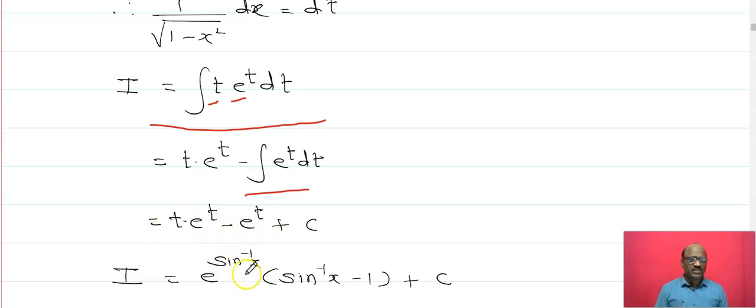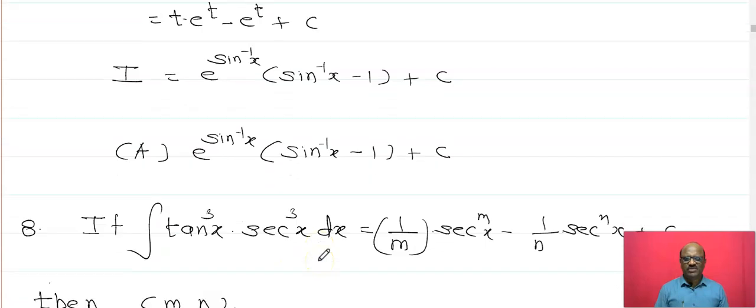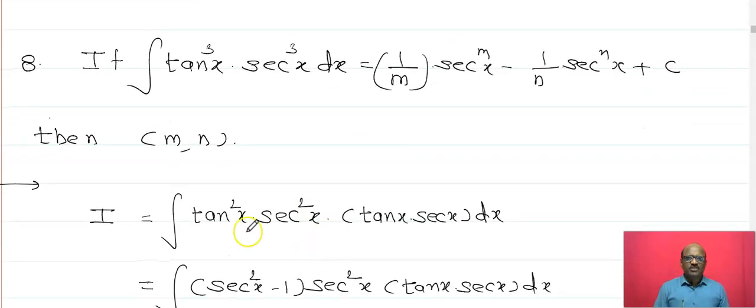What's common from these two? The common is e raised to t. But what is the value of t? T is sine inverse of x, and in bracket you will get t minus 1, which is sine inverse of x minus 1 plus c, and in this way, option A is the correct one. Now the next problem, that is problem number 8.